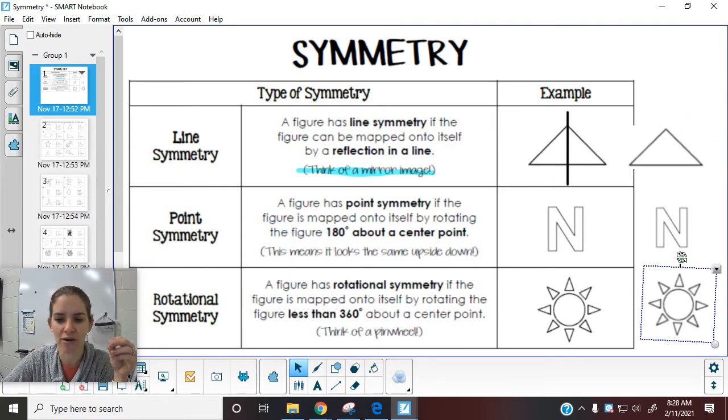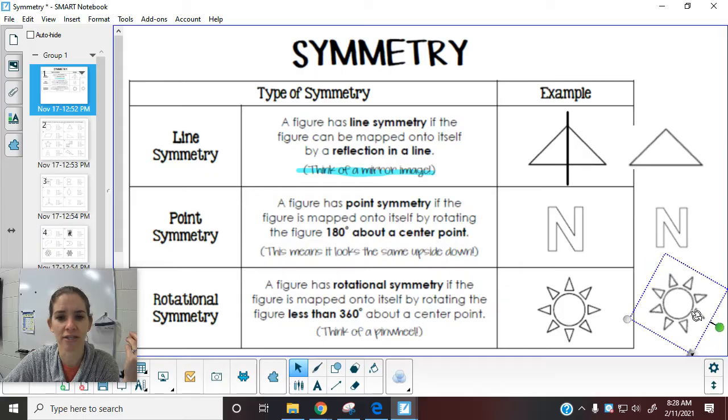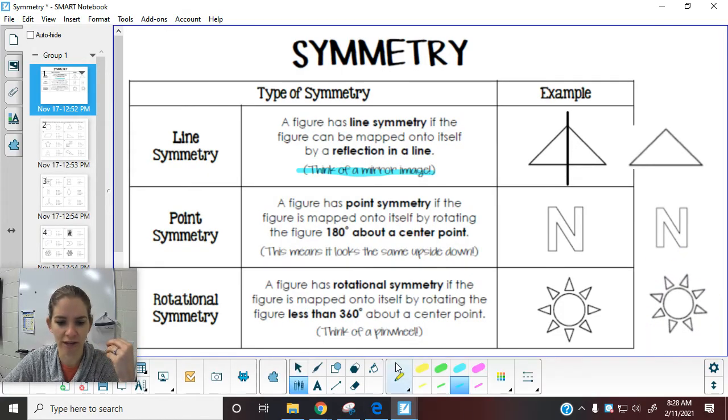If we look down here, we can spin this ever so slightly and all of a sudden it still looks the same as the original. If we spin it less than 360 degrees and it looks the same, it's going to have rotational symmetry. And that's why down here at the bottom it says think of a pinwheel. If you can spin it at all and it looks the same, it has rotational symmetry.